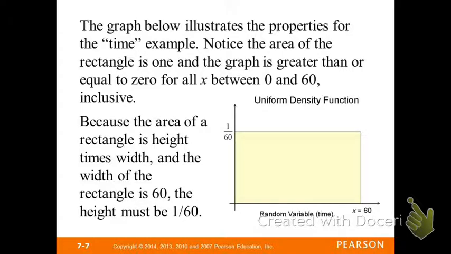So this is what a uniform density function looks like. It's always going to be a rectangle. It's not going to be a curve like our normal curves or any curve that was skewed right or left for that matter. But that's what it is going to look like.